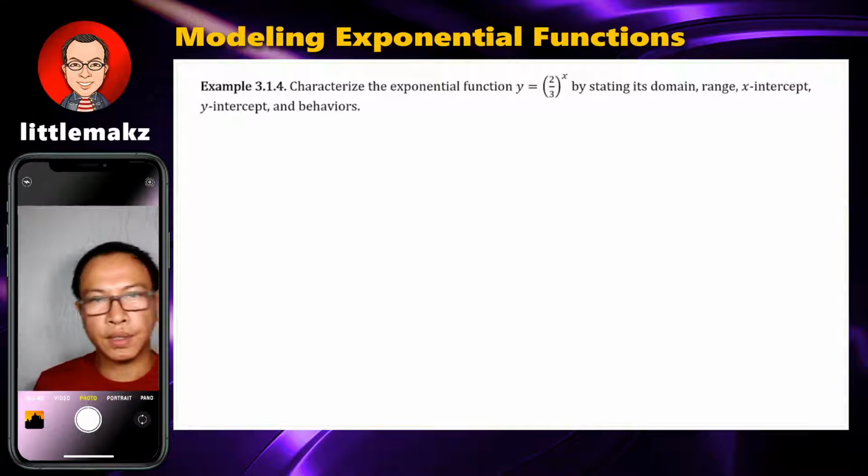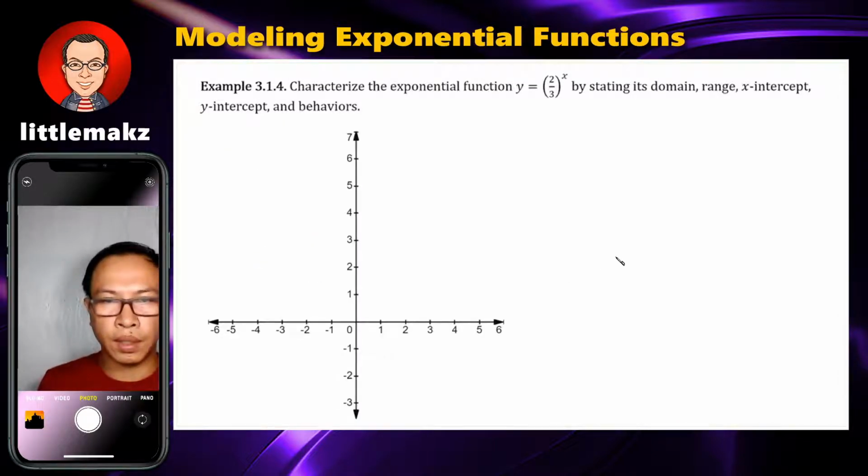Moving on to this next example, we try to go over and characterize the functions. When I say characterize, we'll try to give the different properties by stating the domain and the range, the intercepts, and the behaviors of the function. So first of all, we could try to plot the points that we need in order for us to be able to graph this function in this case.